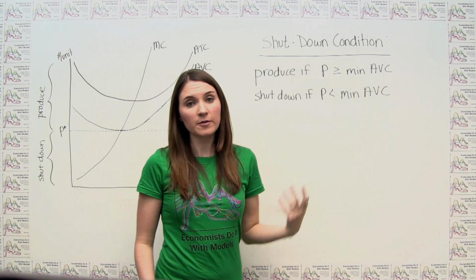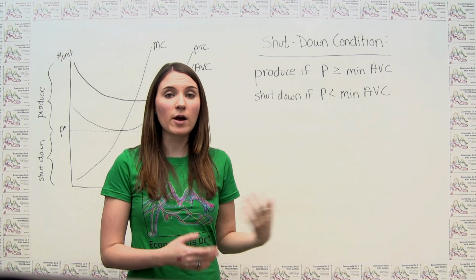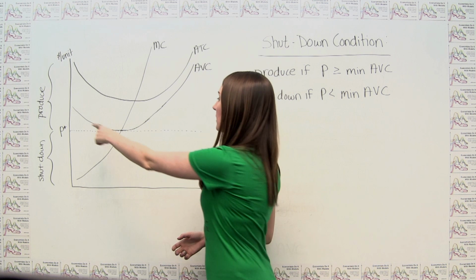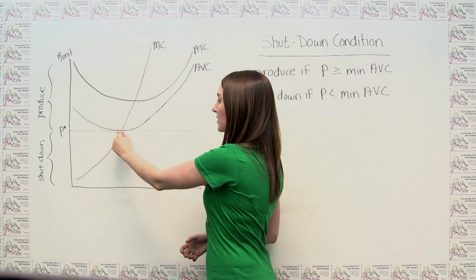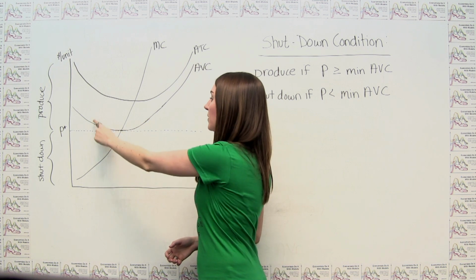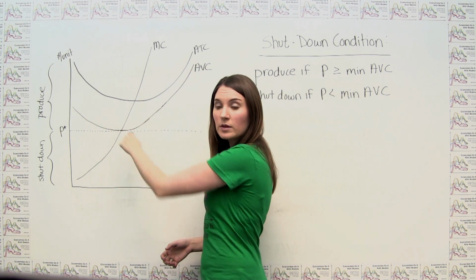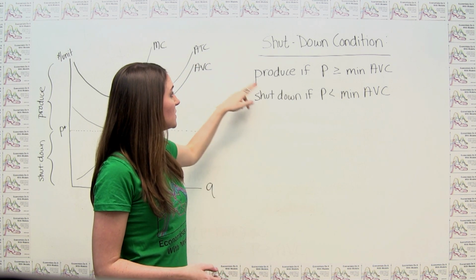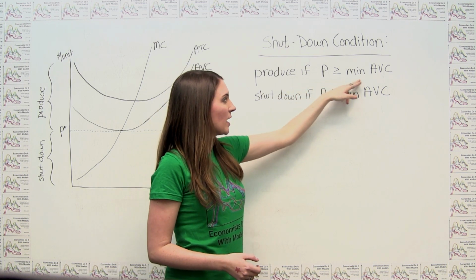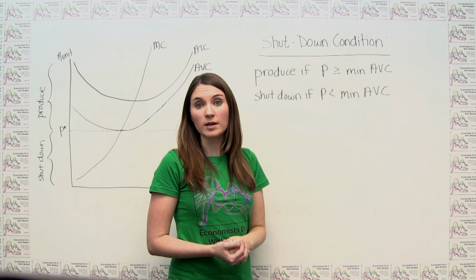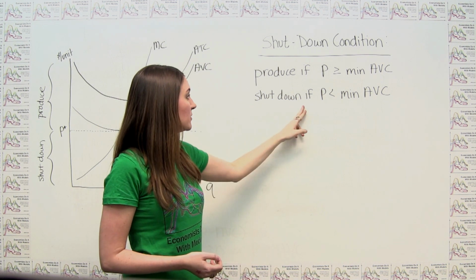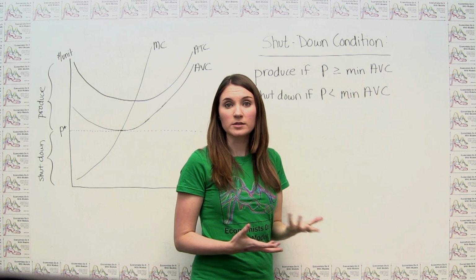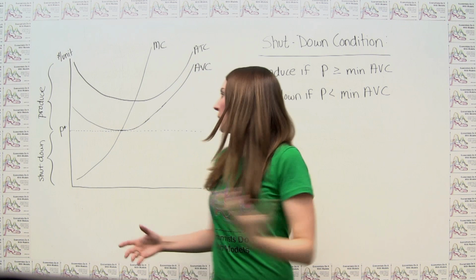If we put together the facts that in a competitive market, profit is maximized at the quantity where price is equal to marginal cost, and the fact that marginal cost intersects average variable cost at the minimum of average variable cost, we get an interesting result. Namely, that we want to produce if our price is at least as big as the minimum of our average variable cost curve, and we want to shut down if our price is less than the minimum of the average variable cost curve. So this gives us a pretty easy benchmark here.